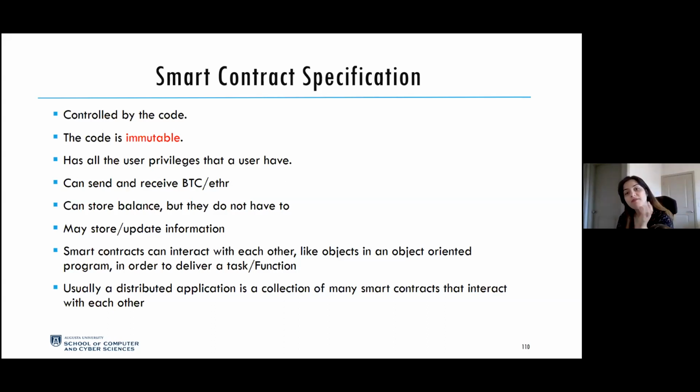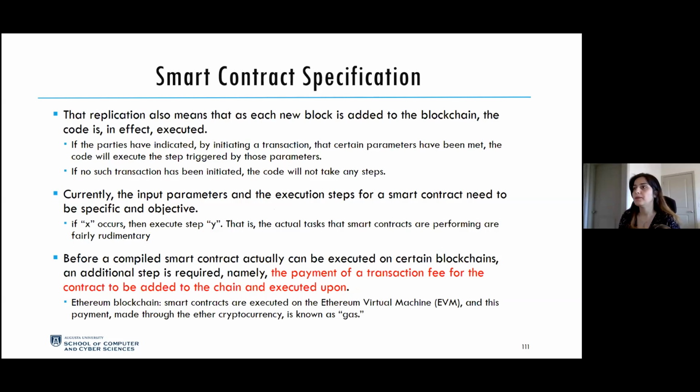It has a very specific amount of limited storage, in which you can store some information. And it's able to execute. It's like object-oriented programming, in which you have different objects and they communicate with each other. So if you want to have a distributed application or decentralized application, you mostly use different smart contracts, like different objects, in order to accomplish your mission for creating that application.